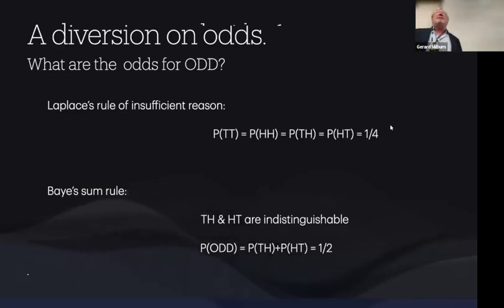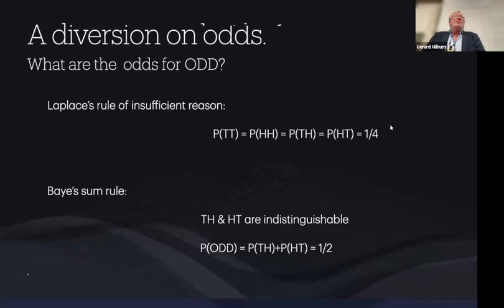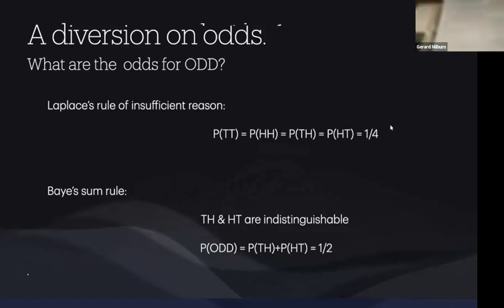And as there are 4 outcomes, we should assign a probability of 1/4 to each outcome. And then we use a simple rule, which could have been attributed to many people. I'll attribute it to Bayes, which says that if 2 events are indistinguishable, add the probabilities for the 2 indistinguishable ways it could be achieved.